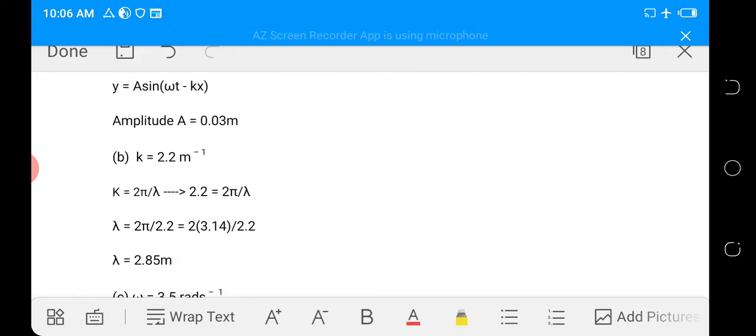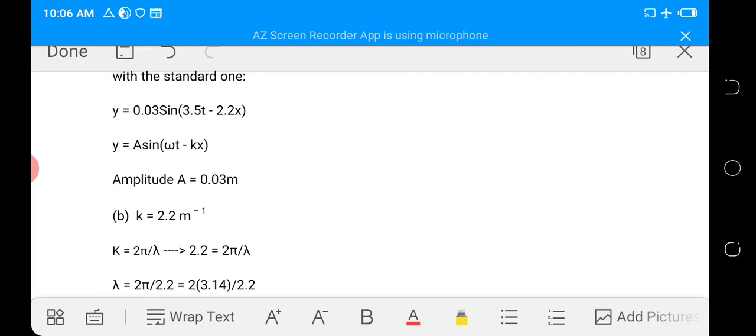They want us to find the wavelength. Remember, the formula for k is 2π over wavelength, meaning that we can only get our wavelength from the parameter k. And when I compare the two equations again, you can see that k stands for 2.2. So k is equivalent to 2.2 when the two equations are compared. So automatically my k is equal to 2.2 per meter. That is the unit of k, per meter.